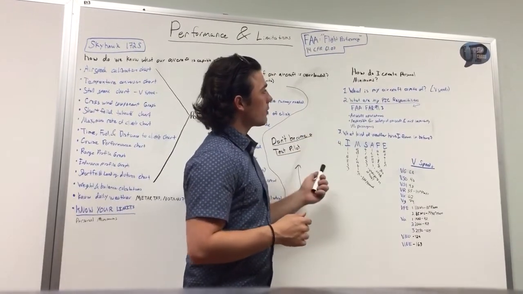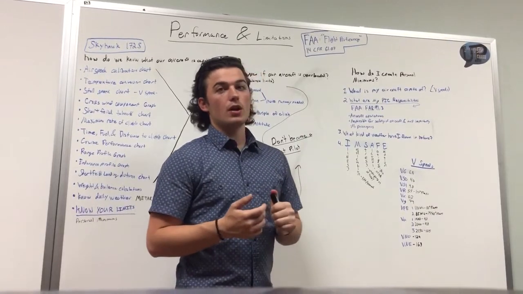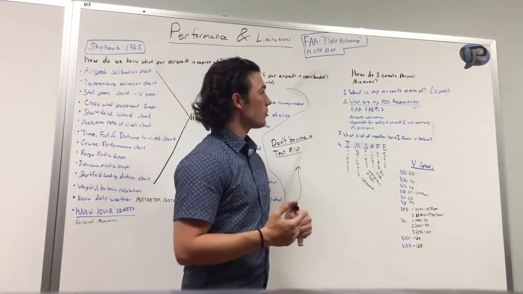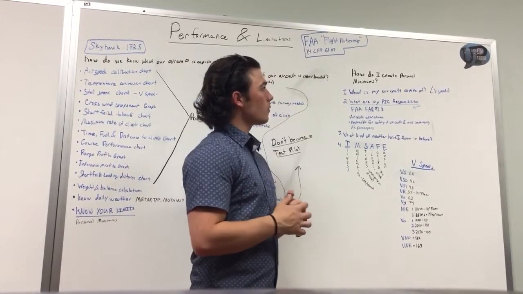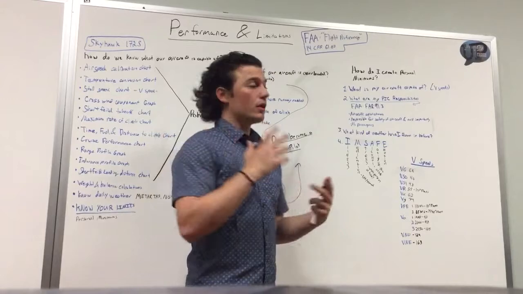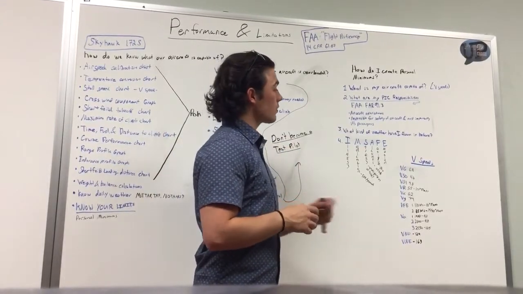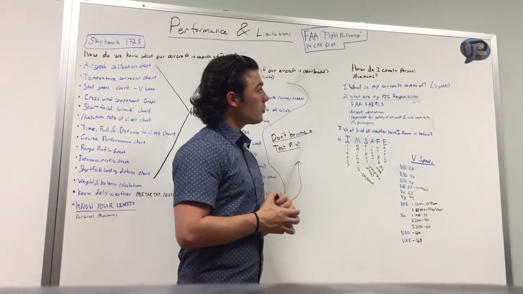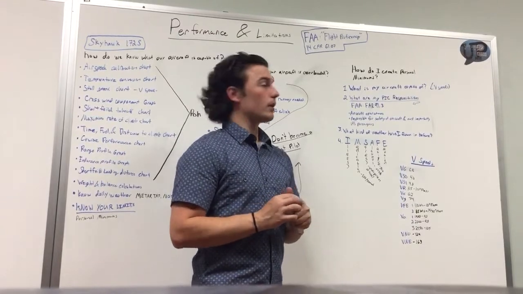So I have 4 numbers here that we can list out, 4 questions to help us establish those personal minimums. Number 1 is, what is my aircraft capable of as far as information manual and V speeds? We have those again, so here we go. And number 2, what are my pilot in command responsibilities?